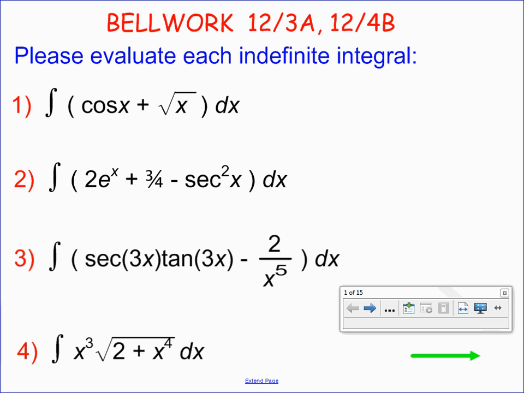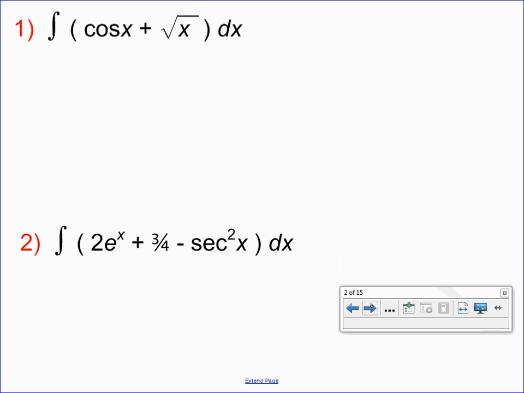Welcome, ladies and gentlemen. As we go backwards and evaluate indefinite integrals, please note that's the same as finding an antiderivative. So in order to go backwards and evaluate an indefinite integral, we're finding an antiderivative. That is a function that when differentiated will produce the original integrand. And so we're looking for a function that when differentiated produces cosine of x plus root x.